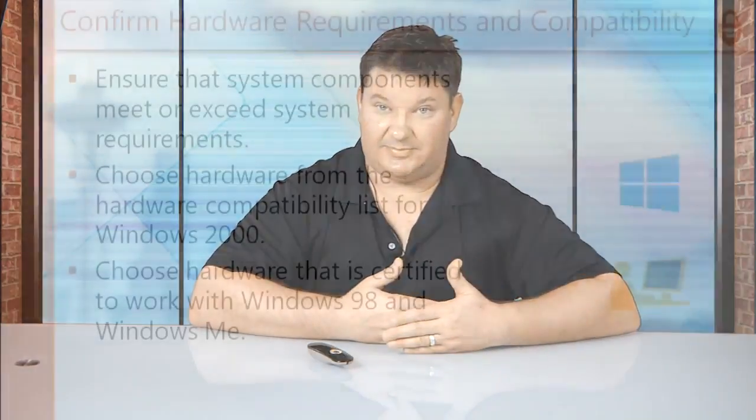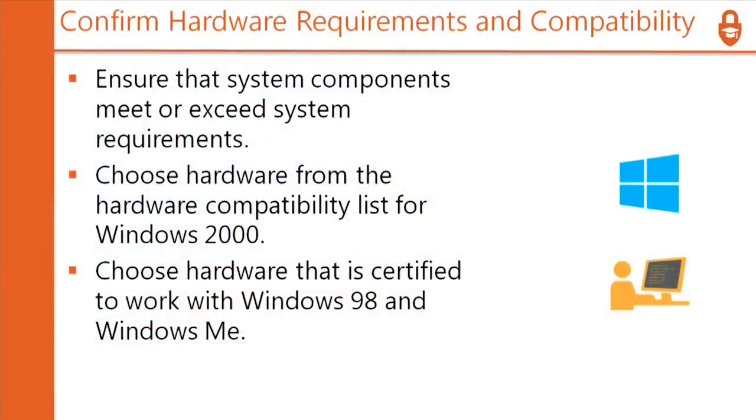So confirm hardware requirements and compatibility. Ensure that the system components meet or exceed requirements. This is true. So if you want RAM that's going to operate at such and such a speed, you have to get, at minimum, RAM that meets this standard, then you have to buy RAM that's that or faster, right? It'll downgrade the speed.